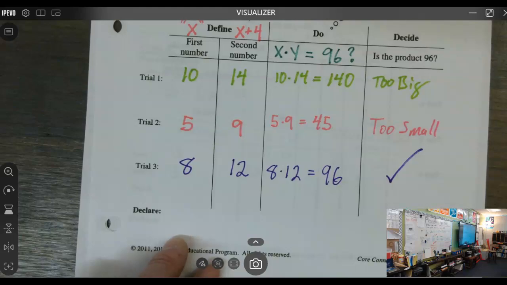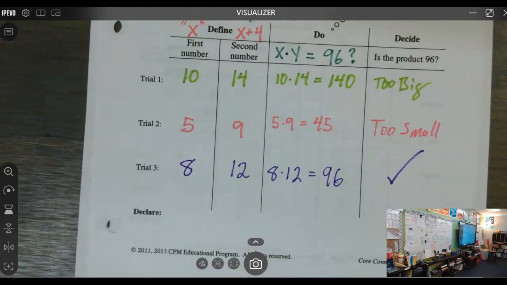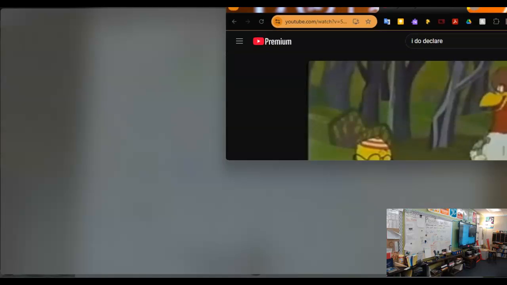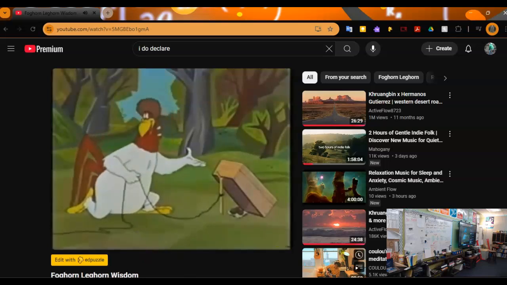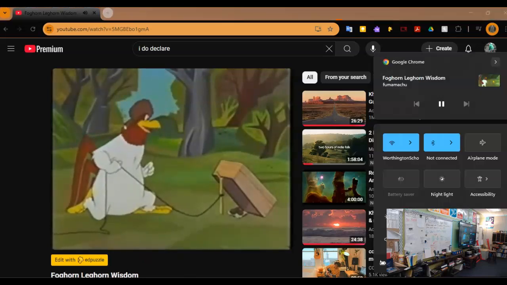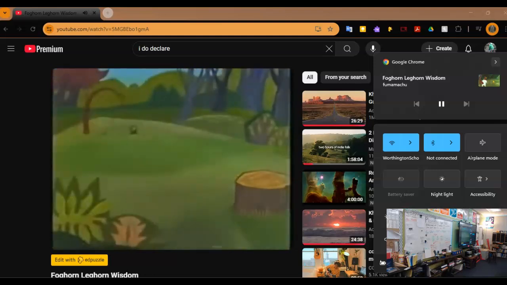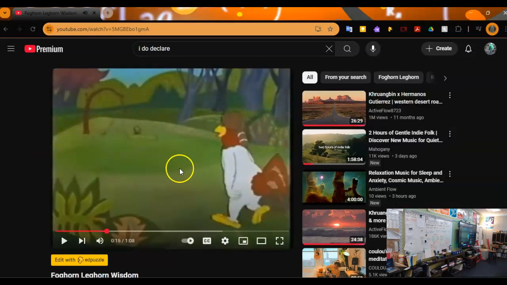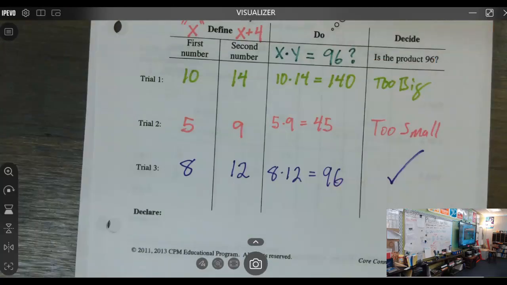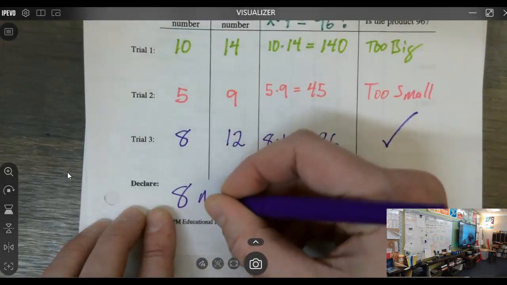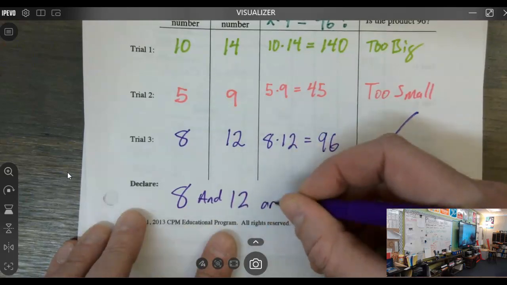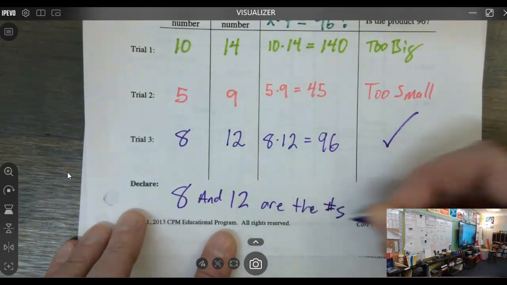And in my head, all I think about, I don't even know if you guys know these cartoons, is when he says, I do declare, right? We're not going to let it play because I don't want my video to get pulled down. If I play more than 30 seconds, it could. So, our declare, though, I do declare 8 and 12 are the numbers.